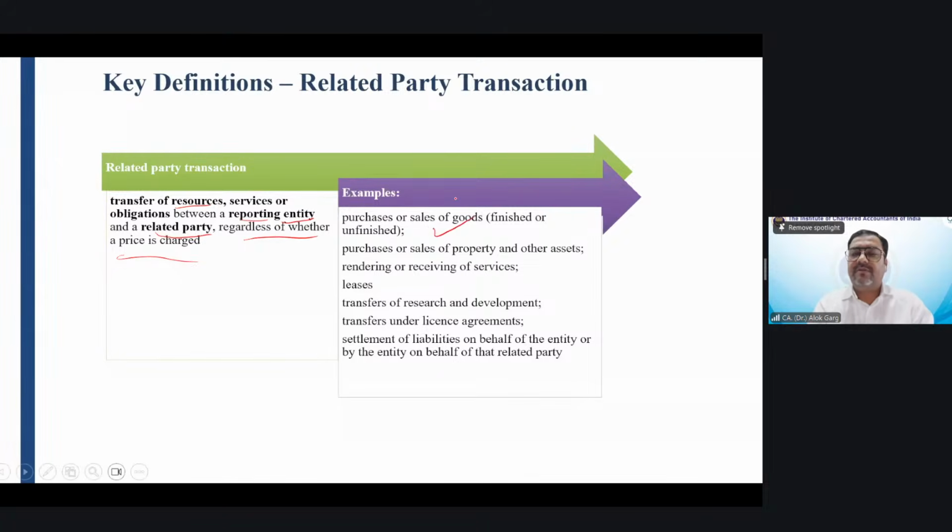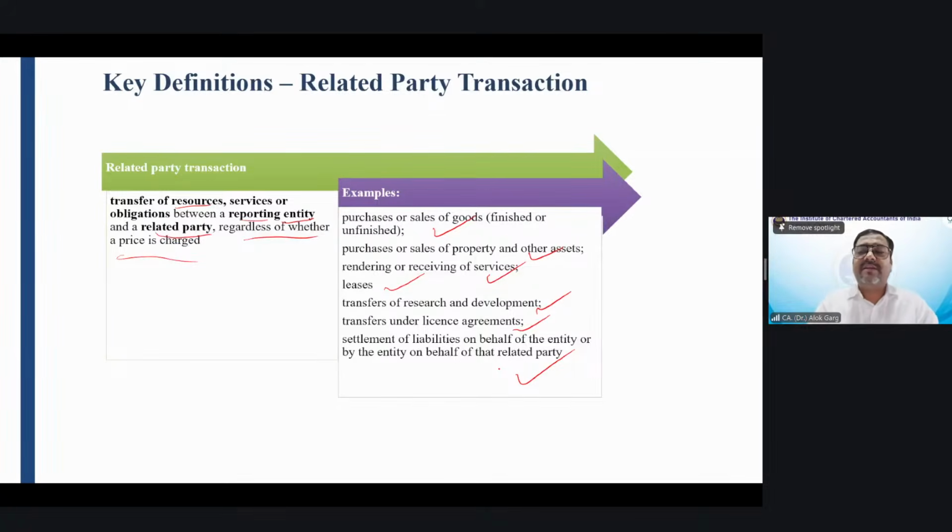Purchases or sale of goods, finished or unfinished. Examples could be sale and purchase of goods, raw material, finished goods, purchases or sale of property and other assets. These are just examples. Rendering or receiving of services, leases, transfer of research and development, transfer under license agreements, and settlement of liabilities on behalf of the entity or by the entity on behalf of that related party. As I told you, as I have taken the example. So friends, these are the examples of related party transactions: sale and purchase of goods and services, giving or taking a space on rental basis, transferring of research and development, license agreements, royalty agreements, settlement of liabilities.